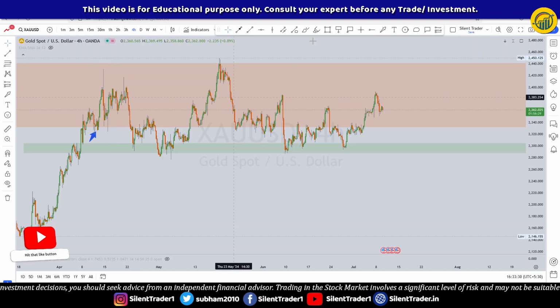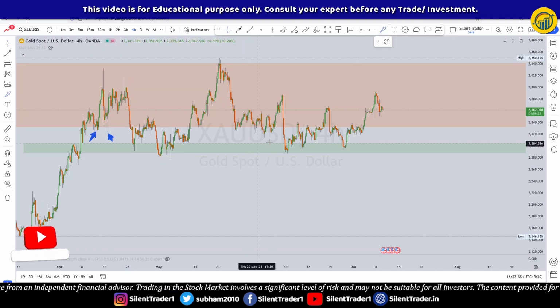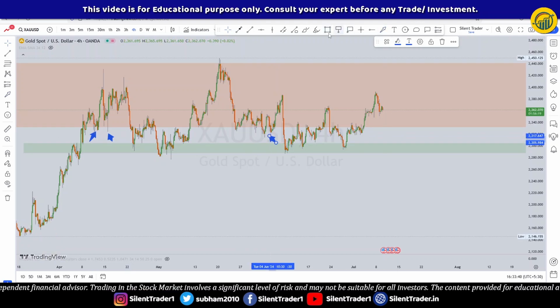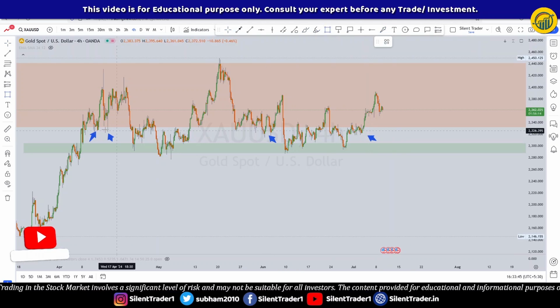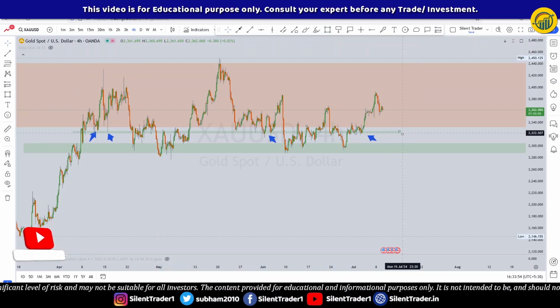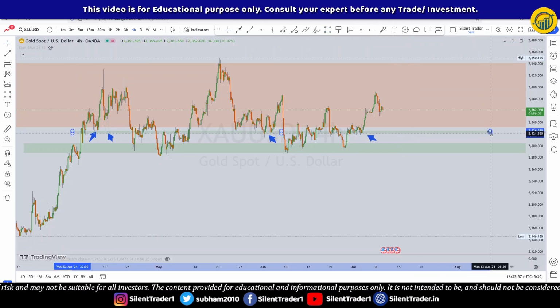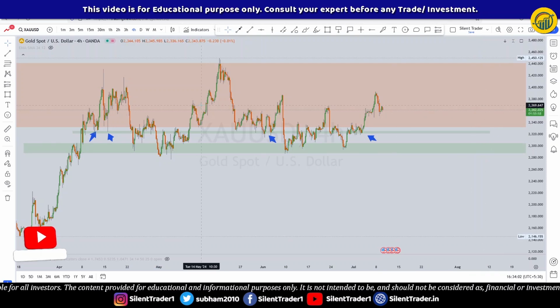Low. Low wicks. Low. Low, and draw the area. Here also the same.